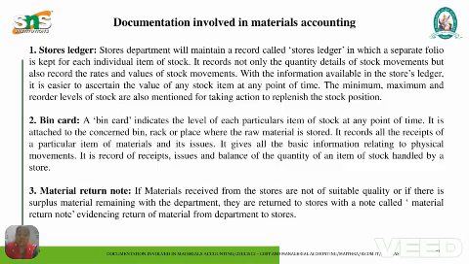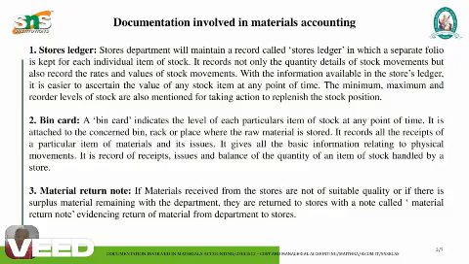First one is the store ledger. The store ledger is used to maintain a separate portfolio to keep each individual stock item. It not only records the quantity details of stock movement, but also records the rate and value of the stock movement, where the storekeeper maintains it, and they can ascertain the value of the stock at any time. They have three stages, that is maximum, minimum, and reorder level.